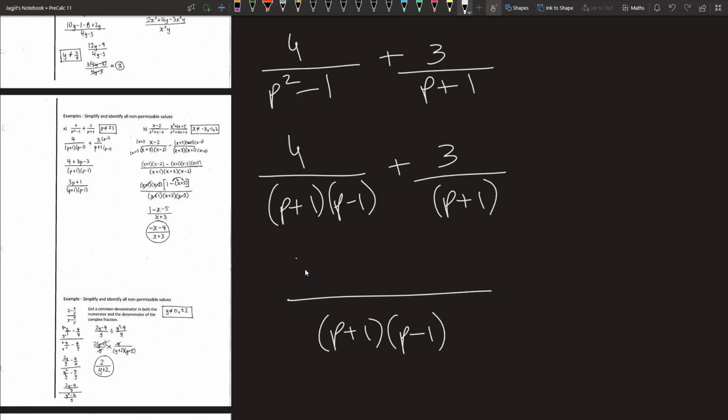This 4 has both of those, so you just leave it as it is. And you say, okay, what's this term missing? It's missing p minus 1. So you just do p minus 1 times 3, cross multiply. That's another way of thinking about it. Answer is exactly the same.